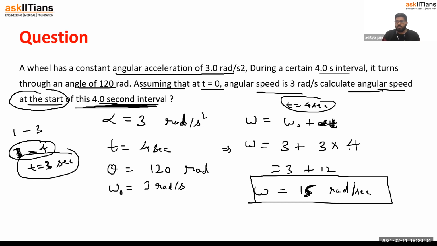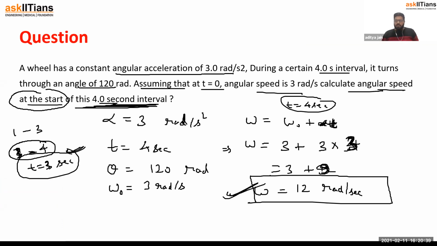So I'll write the value of time as 3 in place of 4, because you have to find the angular velocity at the start of the 4th second, which means at the completion of 3 seconds. So we require the time 3 seconds. 3 into 3 will give you 9. The answer will be 3 plus 9, which will give you 12 radian per second. The correct answer will be 12 radian per second, at the start of the 4-second interval.